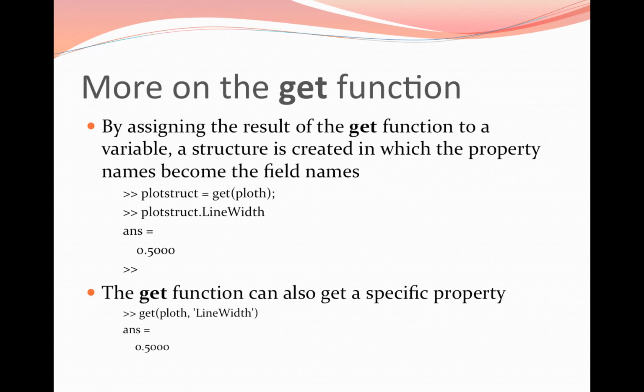If you assign the result of the get function to a variable, what happens is it becomes a structure variable, a structure in which the property names become the field names. So for example, if we say get plot h and store the result in a variable, plot struct is now a structure variable that has the property names as the field names. So we can use the dot operator to refer to the different fields within the structure. For example, plot struct dot line width shows us that the line width was 0.5, as we saw on the previous slide. You can also get a particular property by specifying the name of it. For example, if we say get plot h, comma line width, we see that the line width is 0.5.